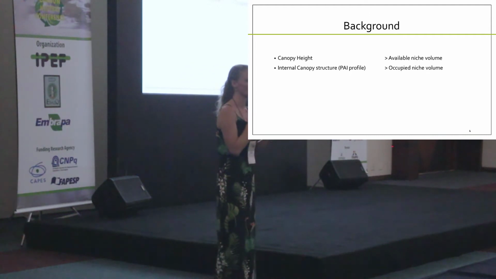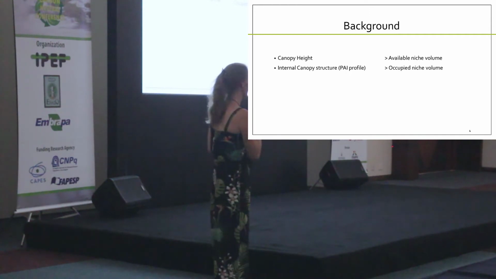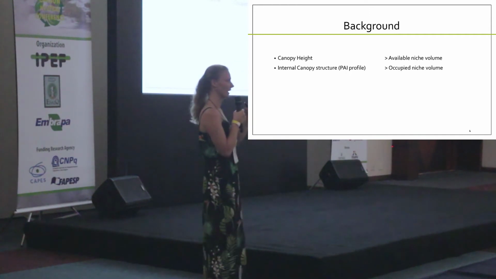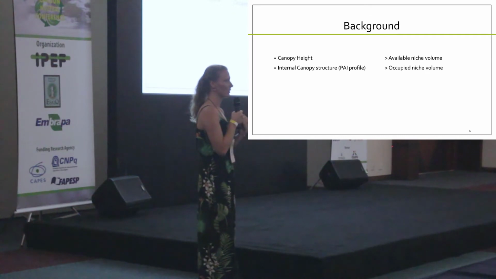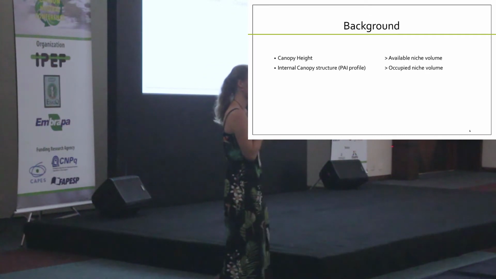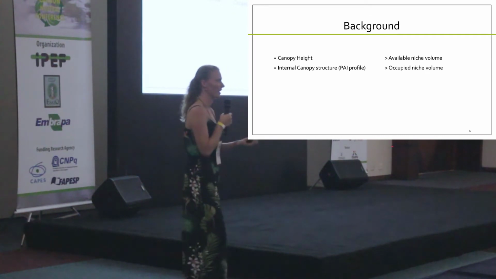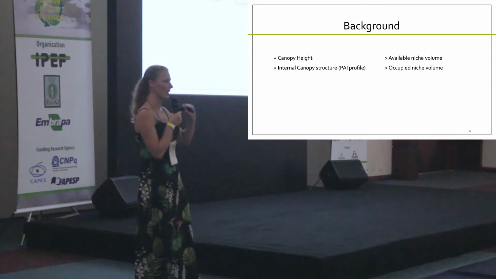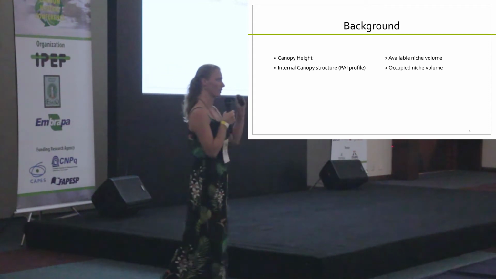So I hypothesized that if we would include information about the vertical canopy structure, we might be able to explain more of the variation in tree species diversity, because now we don't only have information about how much space there is, but also about the occupation of that space along the vertical axis.